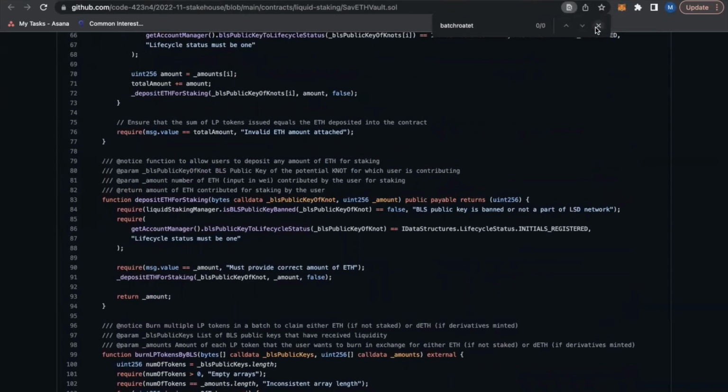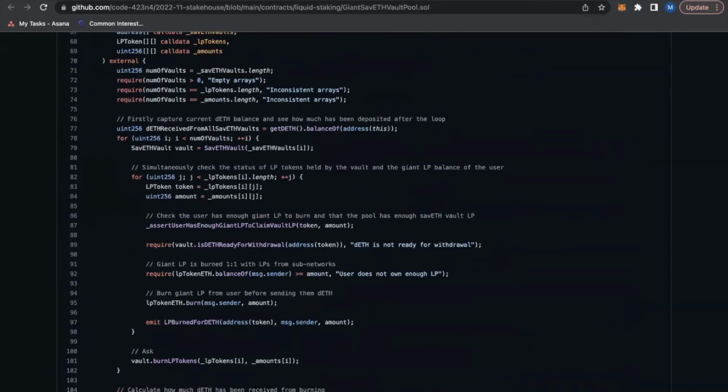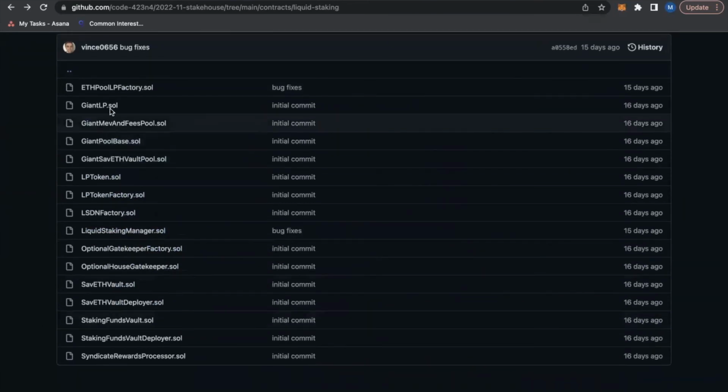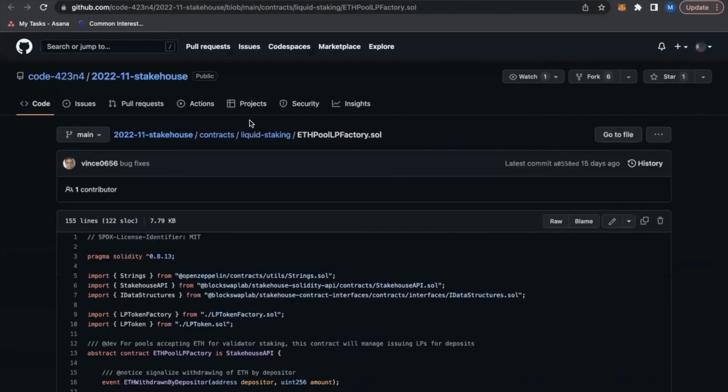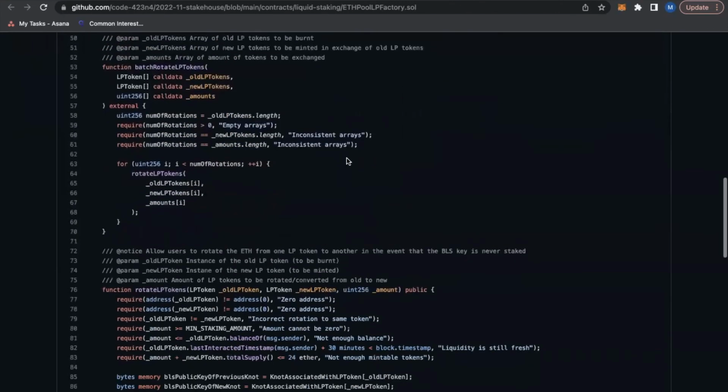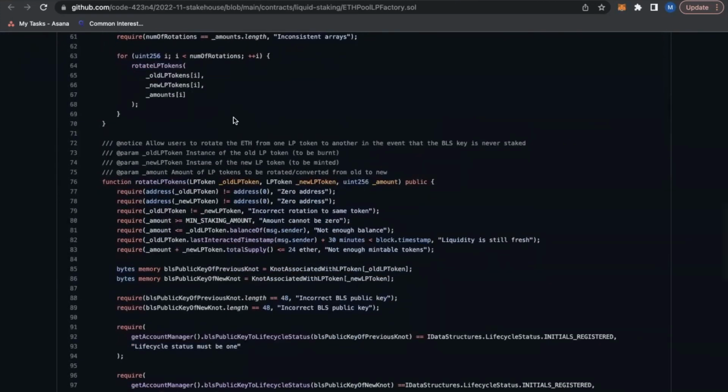Okay, not here. I wanted to introduce batch rotating, the idea of rotating your LP tokens. So that, yeah, that ETH LP pool factory. The ETH pool LP factory is used by both the pools, that is the fees and MEV pool and the protected staking pool. So they both inherit this contract. Right, there's a batch rotate function, so you'll be able to rotate tokens. But before that, I'd like to introduce the idea of rotation.